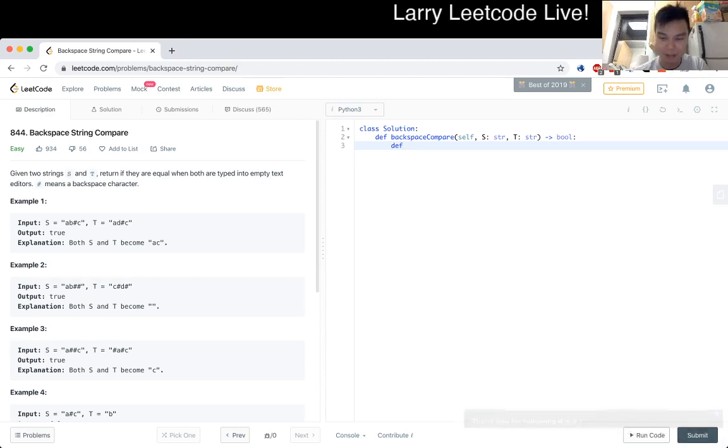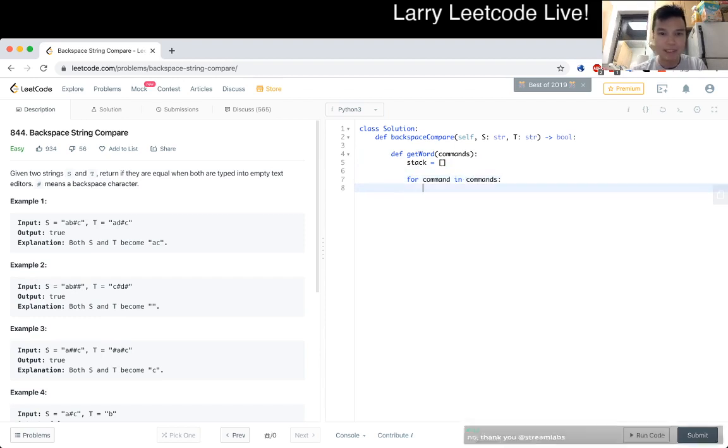I'm going to write a helper method to do it per word. Let's just say, get word. Naming is tough. Let's start with a stack, which we'll implement using an array. This is a word, but you could even look at it as a list of commands, where each character is a command. Then we loop for command in commands. There are only two types of commands, quote unquote. One is if the command is equal to the hashtag.